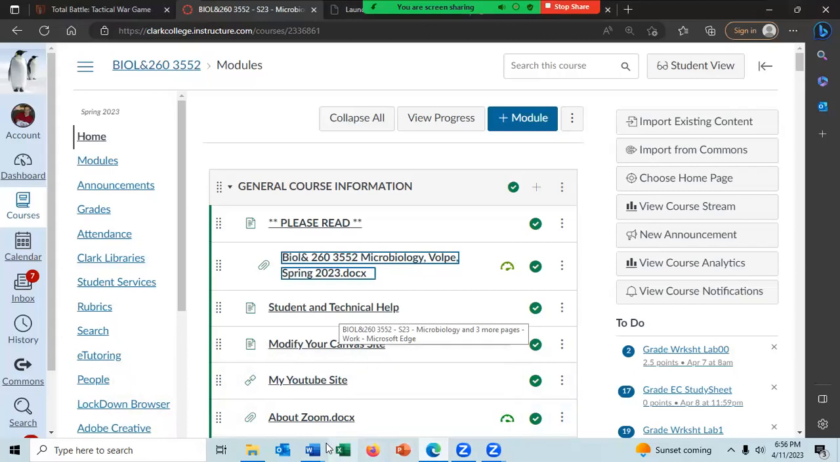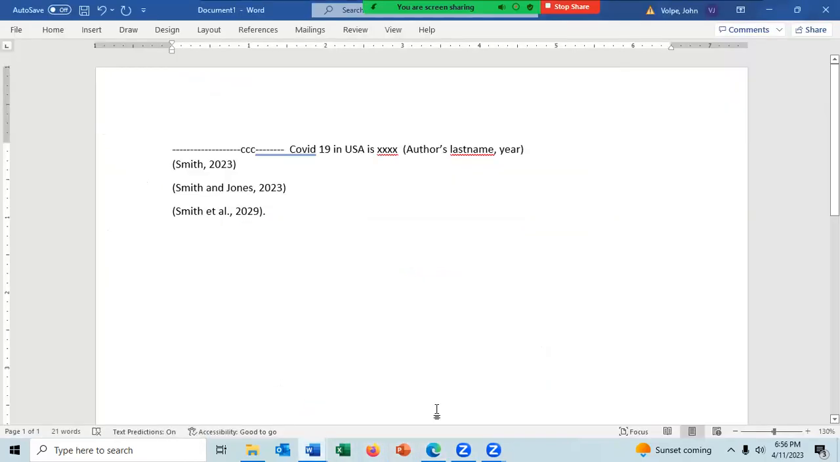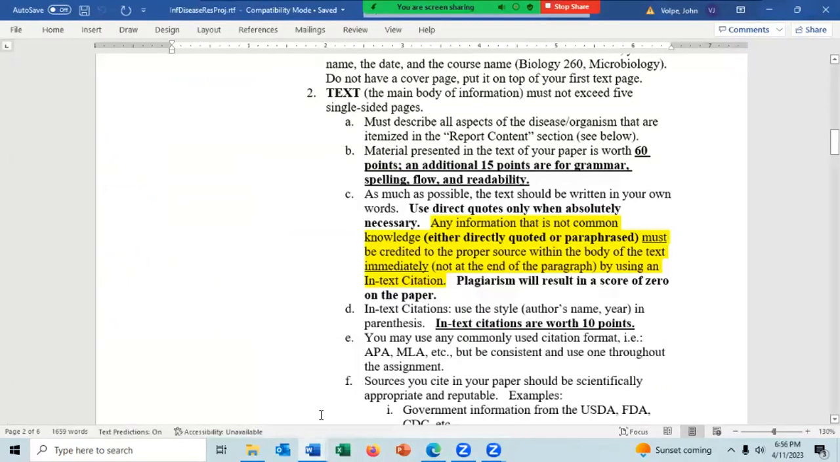All right, let's go back to talking about this project. Oh, I do want to keep that up. So in-text citations are worth 10 points. You may use any common citation format. You can use APA or MLA or a science citation format. Just be consistent and only use one format per paper.